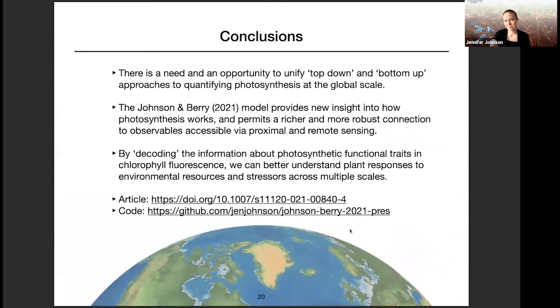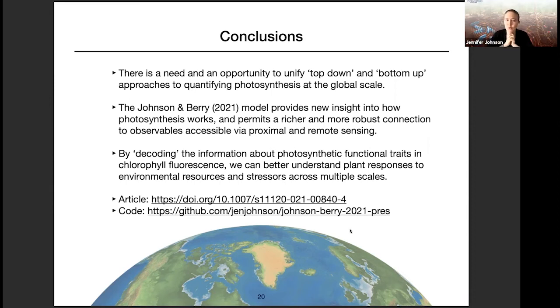So the points I want to leave you with are here. Essentially, to understand global photosynthesis, we really need to bring together the remote sensing-based and the land surface modeling-based frameworks that have been used to date. The pitch for the new model I've told you about is essentially that because it provides new insight into how photosynthesis works, it allows us to make a richer and a more accurate connection to a wide range of observables that are accessible at large scales.